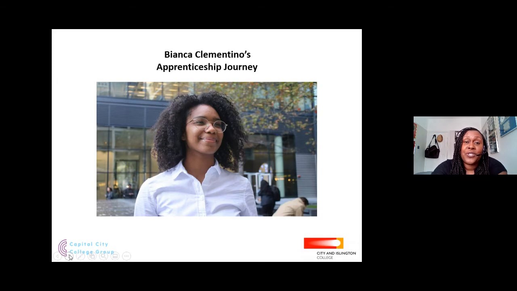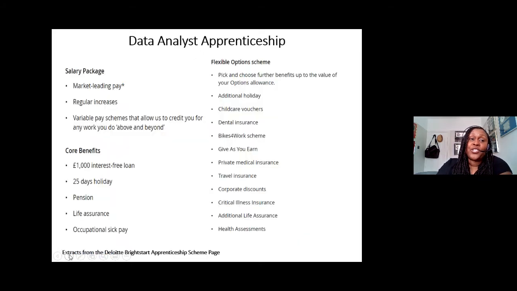Okay, so Bianca Clementino, let's move on. She's an ex-student, and we're just going to have a little flavour of her apprenticeship journey. She had applied to become a data analyst with Deloitte, and this is a little synopsis of the sorts of things that she was attracted to. There was a £1,000 interest-free loan, 25 days holiday and a pension. She got corporate discounts, etc. These are the kinds of things that were in the job description that she could see she would be getting.